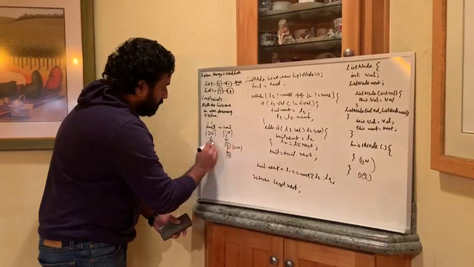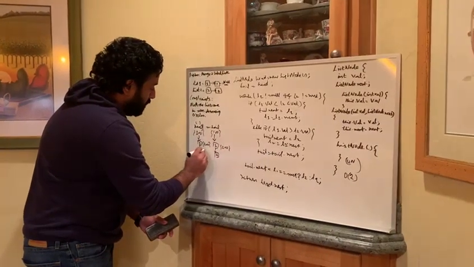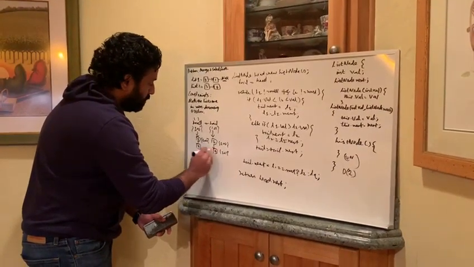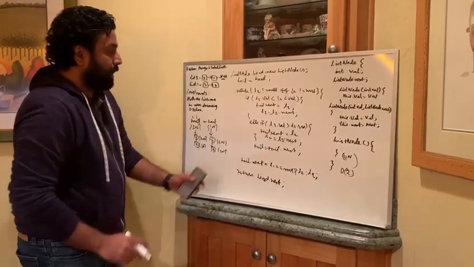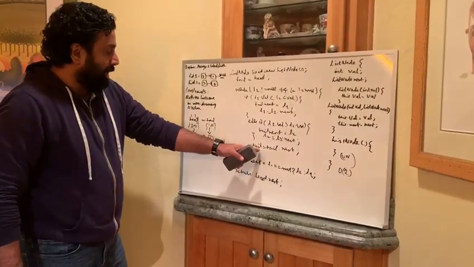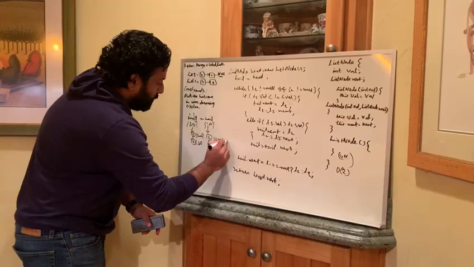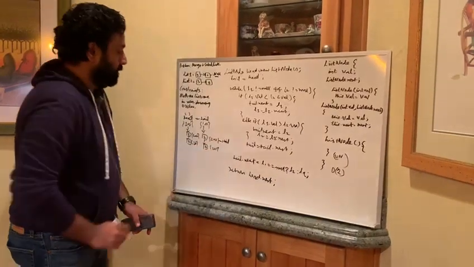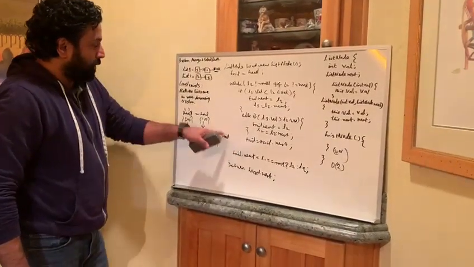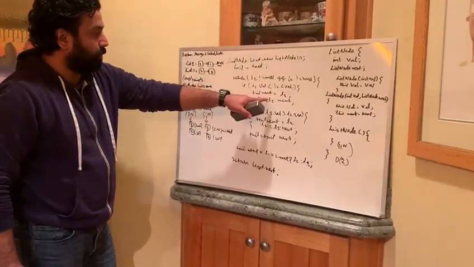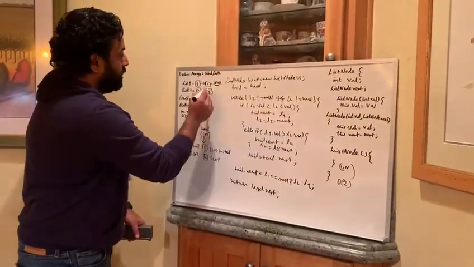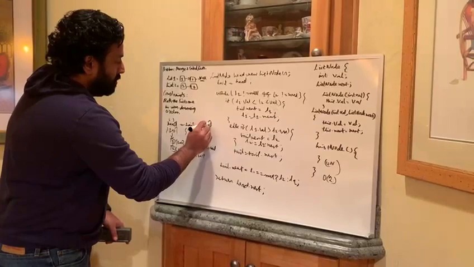200 and 2 has 201. And now we are saying tail equal to tail.next. So this becomes the tail, and then we go back, and then L1 is equal to L1.next. So now L1 is 2.